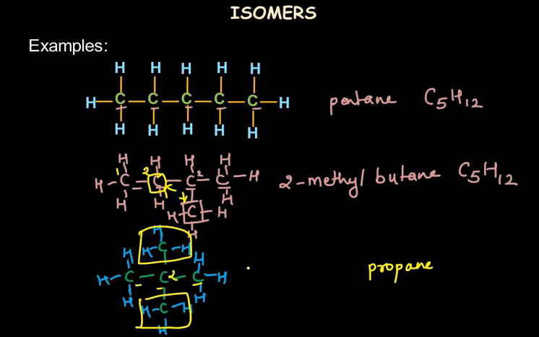So we are going to name it as 2,2-dimethyl propane. This is 2,2-dimethyl propane. Why? Because there are 2 methyl groups, so we name it as dimethyl, and both these methyl groups are on the second carbon, so we number it twice.